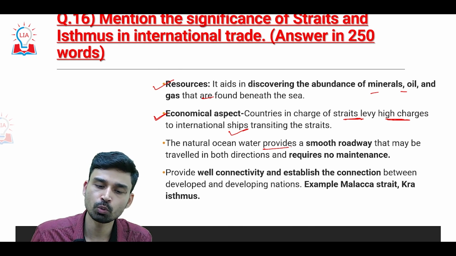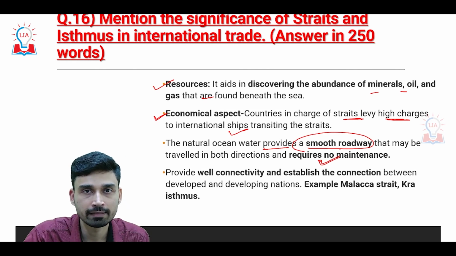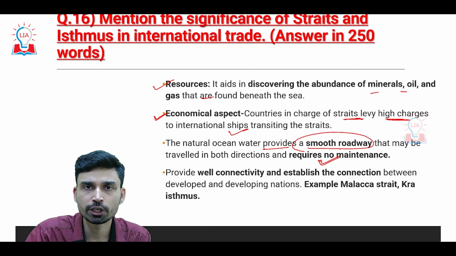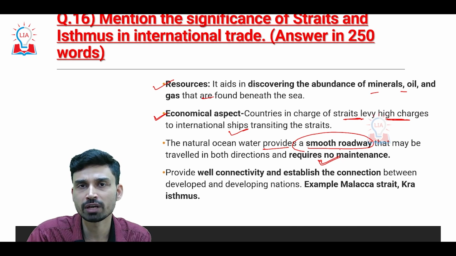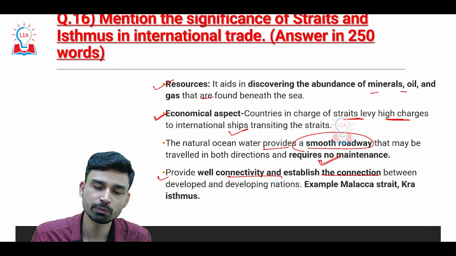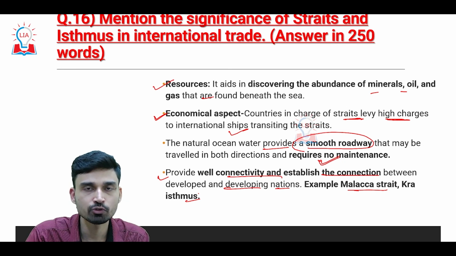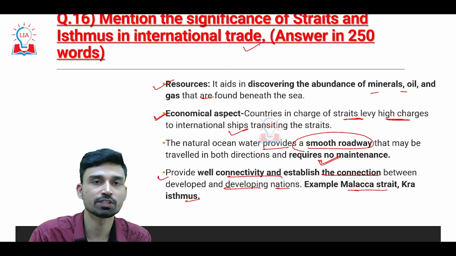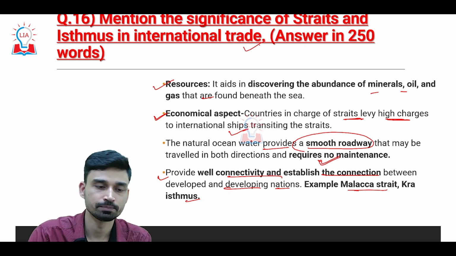Apart from that, natural ocean water provides smooth roadways which do not require any maintenance, which is why water transportation is one of the cheapest forms of transportation compared with roadways, railways or airways. Thus it provides good connectivity and establishes connections between developed and developing nations, such as through the Malacca Strait and the Kra Isthmus. That should have been the major content of your answer, on the significance of straits and isthmuses in international trade.